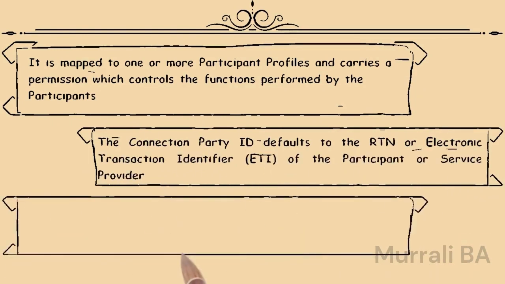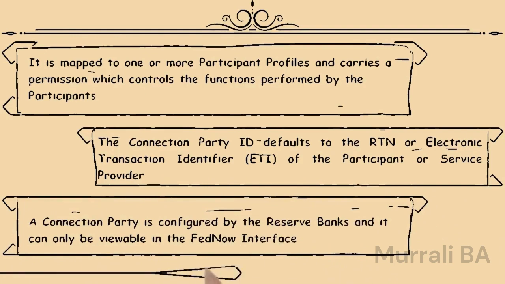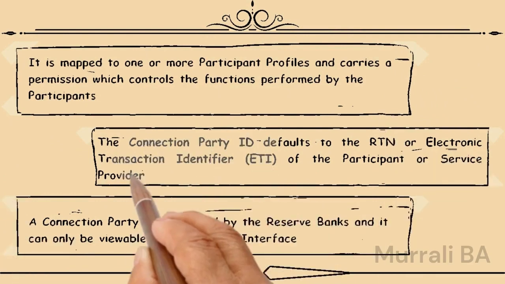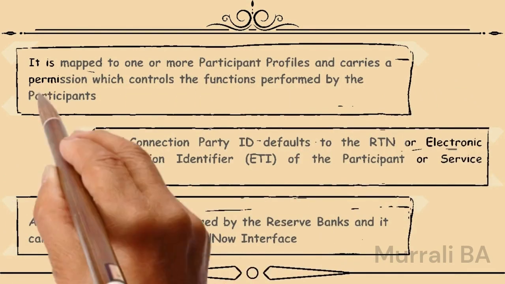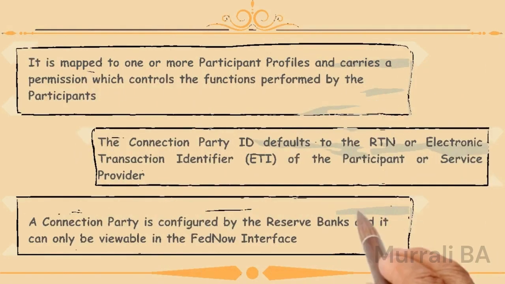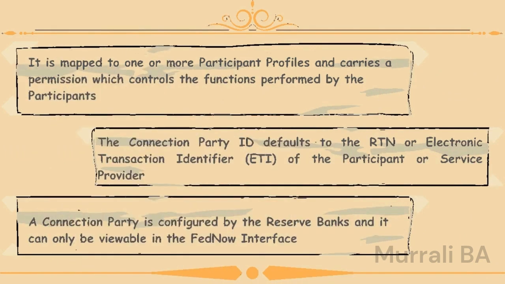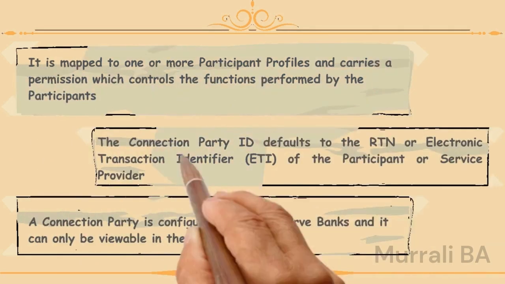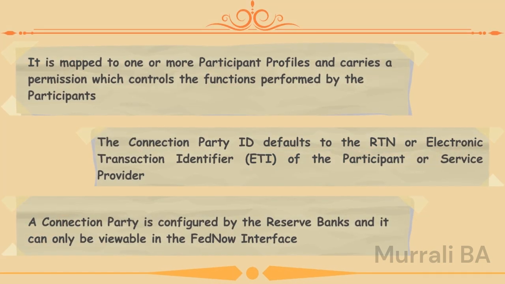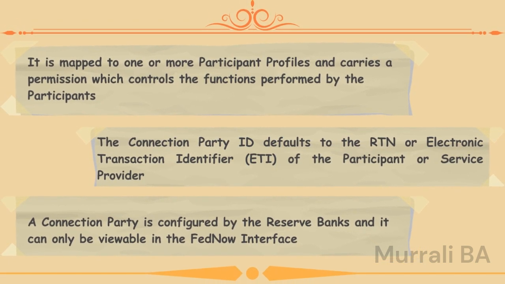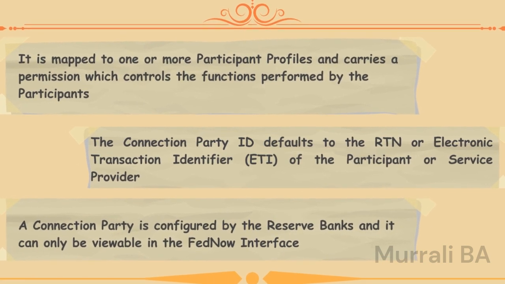This is to ensure that a bank performs a function based on the participant type that they have chosen. The connection party owner determines its ID. Usually, it defaults to the RTN or Electronic Transaction Identifier, called RTI, of the participant or a service provider. These IDs are used in the from or to tags of the business application header in the ISO 20022 format message. These are all configured by the central bank while onboarding to the FedNow service, and the participant can only view this in the FedNow interface. In case of any modification, FRB support center's intervention is required.